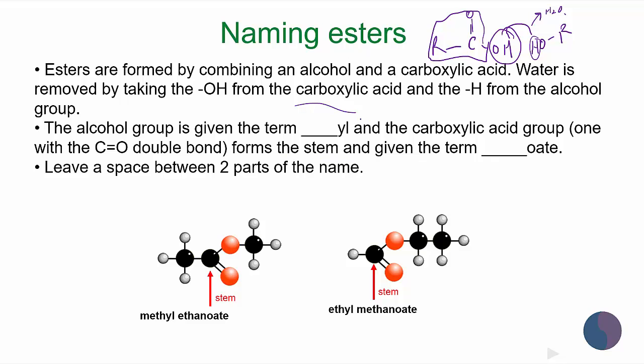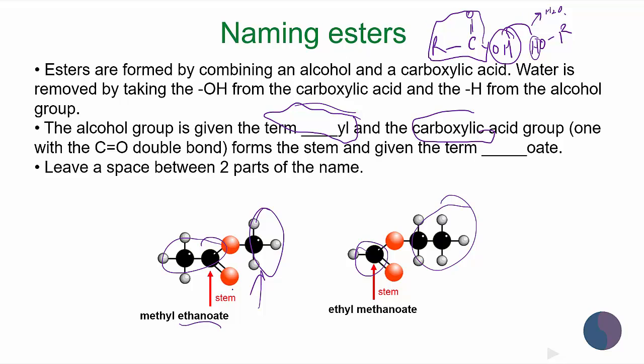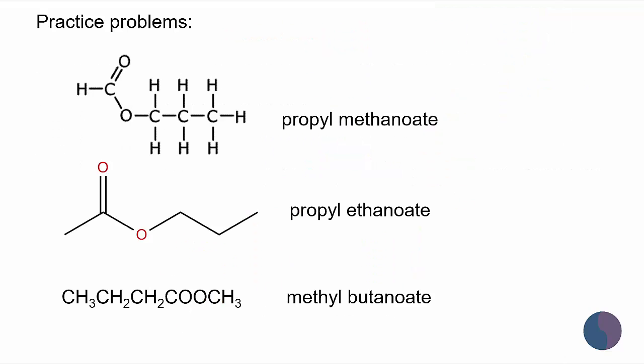So the alcohol group gets the -yl, and the carboxylic acid group gets the stem. Okay, so that one's the alcohol group, that one's the stem, that one's the alcohol group, that one's the stem. So the alcohol goes first, and this is the stem. So it's methyl ethanoate versus ethyl methanoate. Okay, and there's a space between them.